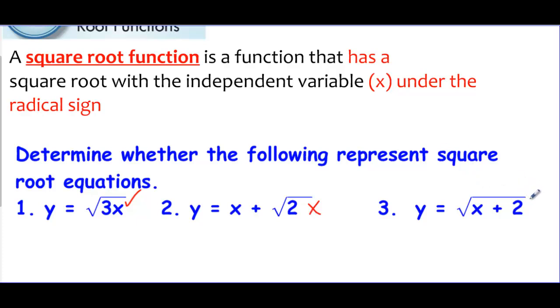And the third one, I would say, yes, this is a square root function. The square root of x plus 2, x is underneath the radical. That's good. Square root function. Okay, so we're going to be graphing ones that look like number 1 and number 3. And we're going to see that we don't get the same shape. If I were to graph number 2, I'd get a line. We're not going to get a line when we graph number 1 and number 3.